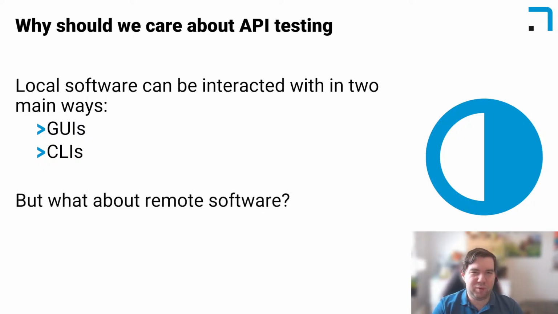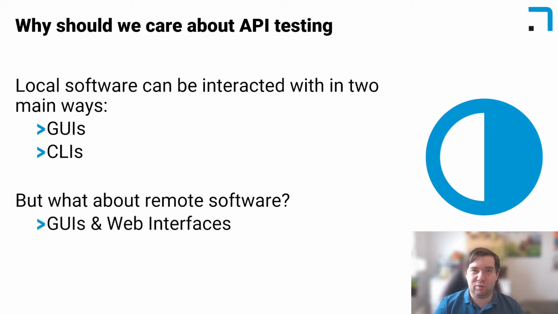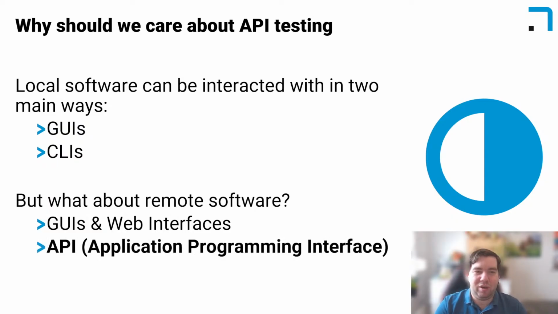But what about remote software? Remote software is a little bit different though. Remote software can of course still be interacted with through GUIs or web interfaces, using your standard web browsers. This is the most common way of interacting with them. And you still technically can also use command line interfaces to send those outbound requests onto different connections. But we also have something called APIs, or Application Programming Interfaces. And that is a really strong way of how we connect to other remote software or machines.